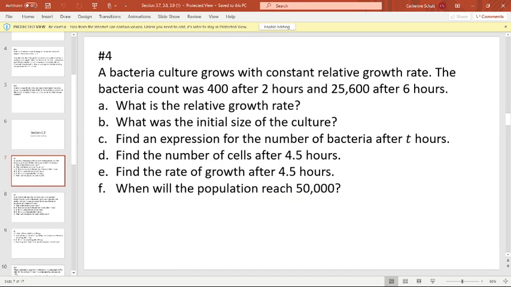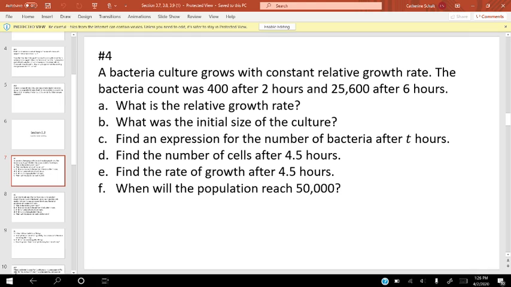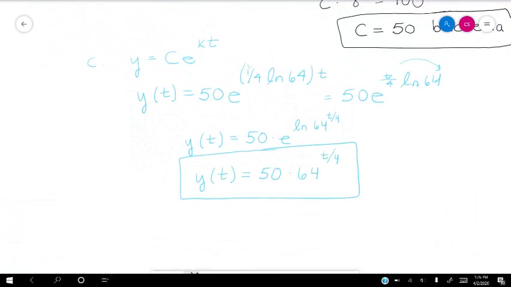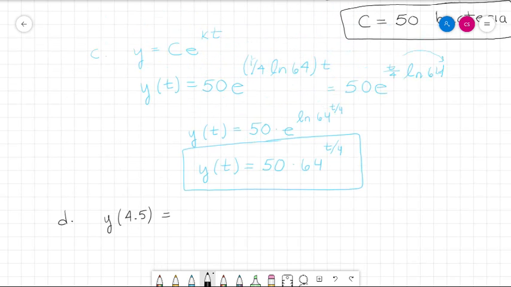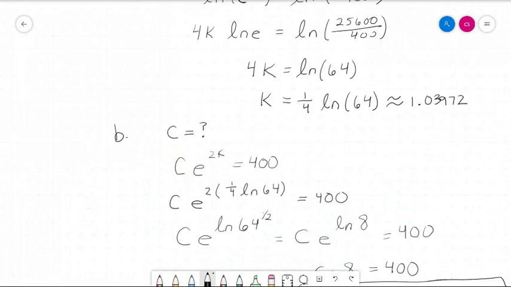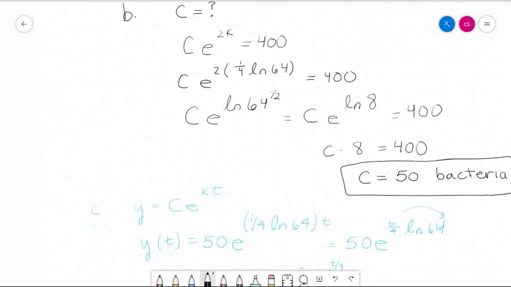Okay, so where are we at? So part D now. They want to know, find the number of cells after 4.5 hours. Okay, so part D. We want to know the number of cells or bacteria after 4.5 hours. Okay, so this is still algebra, right? We haven't used a lot of calculus. This has all been algebra so far, right?